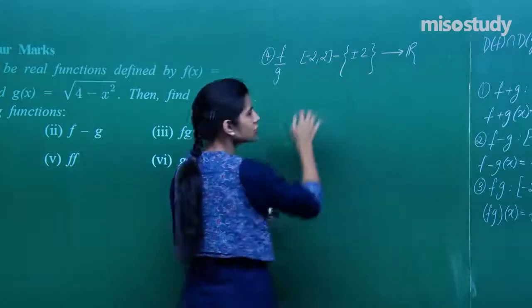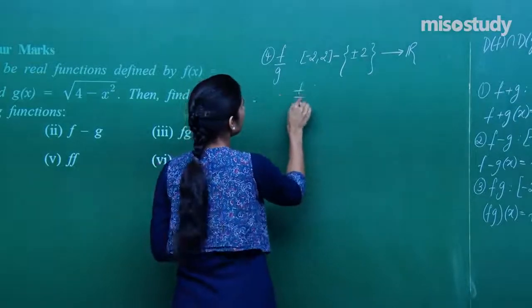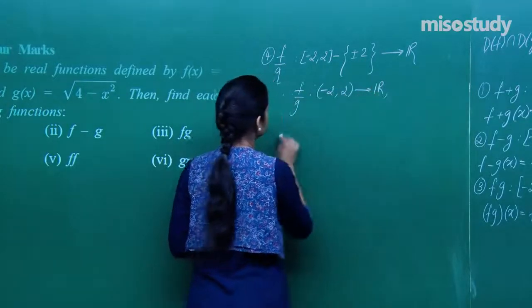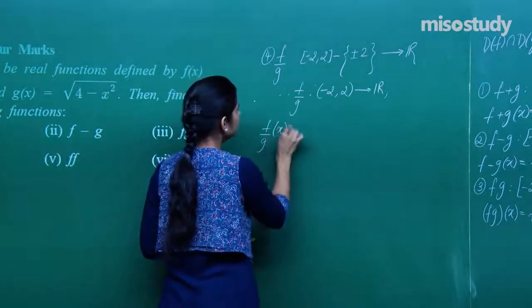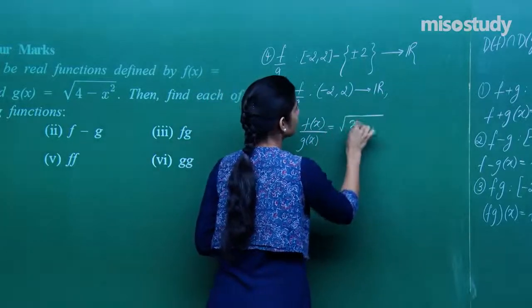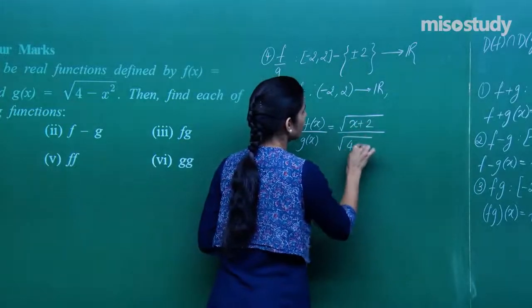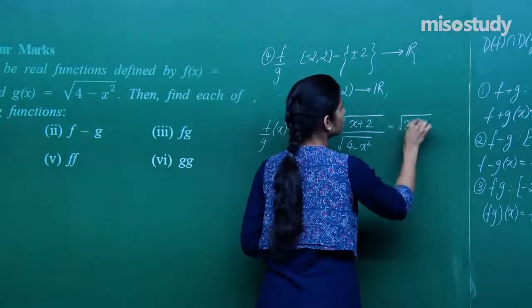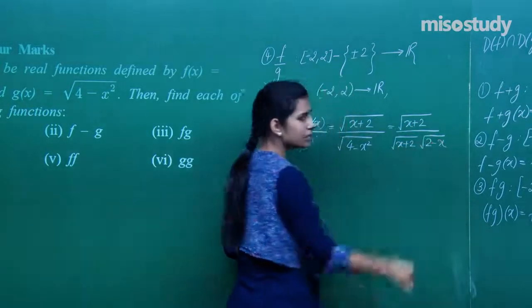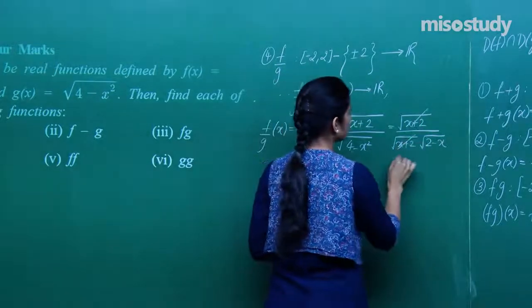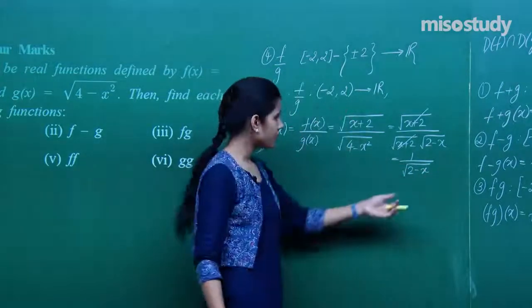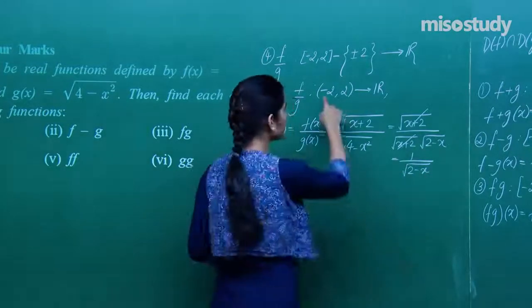When you remove plus and minus 2 from this closed interval, you actually get the open interval minus 2 to 2, to R such that f by g of x is f(x) by g(x), which is root over x plus 2 upon root over 4 minus x square, which is root over x plus 2 upon root over 2 plus x into 2 minus x. This gets cancelled out, you are left with root over 2 minus x. Clearly 2 does not belong to the domain of f by g, so this quantity is a real number for every x coming from the domain of f by g.